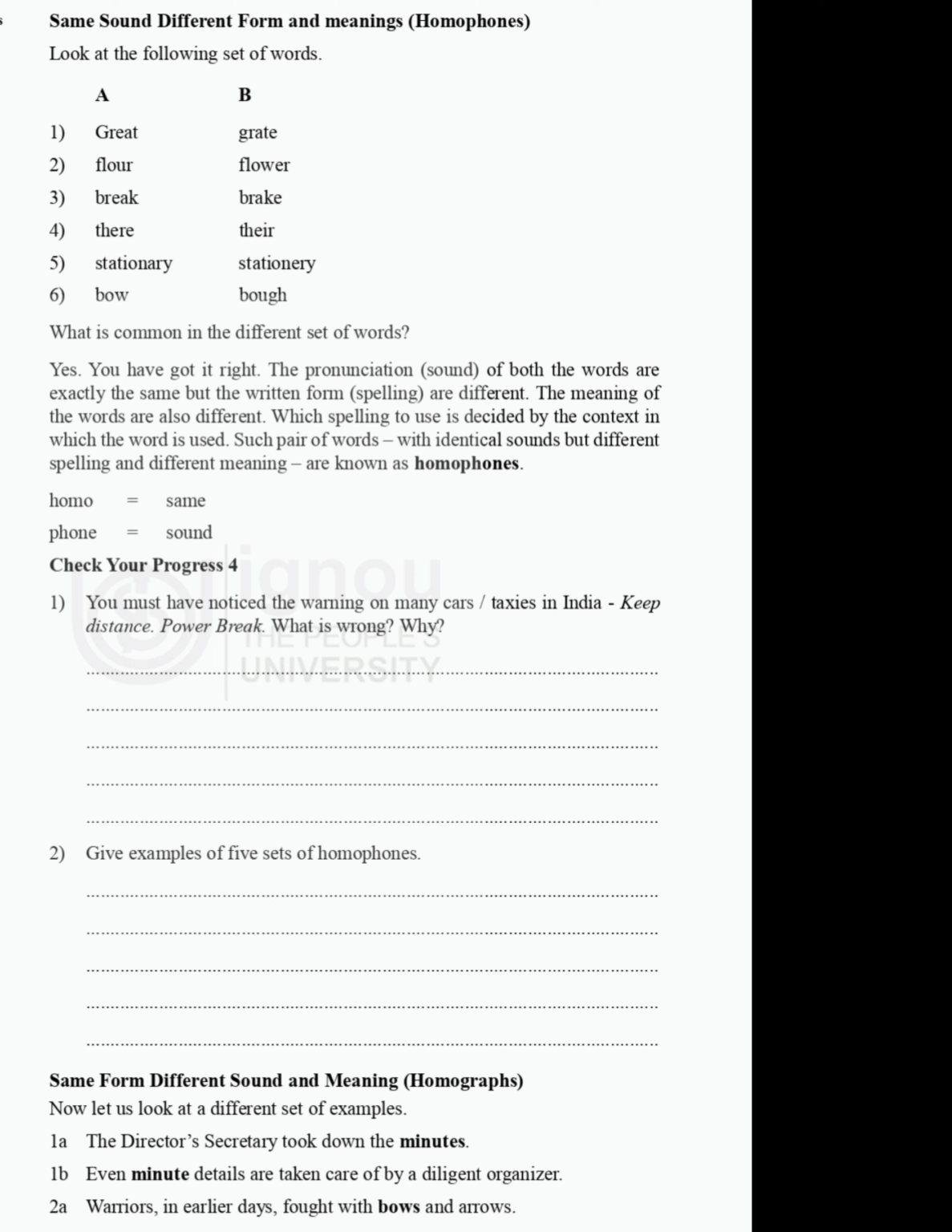Check your progress 4. 1. You must have noticed the warning on many cars, taxis in India: keep distance. Power brake. What is wrong? Why? 2. Give examples of 5 sets of homophones.